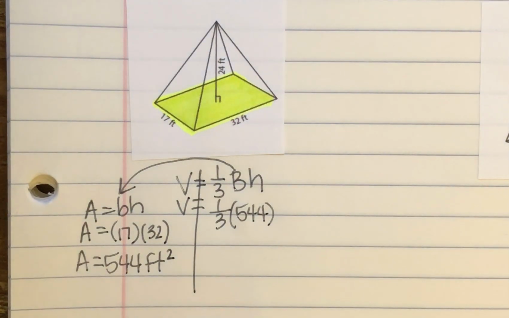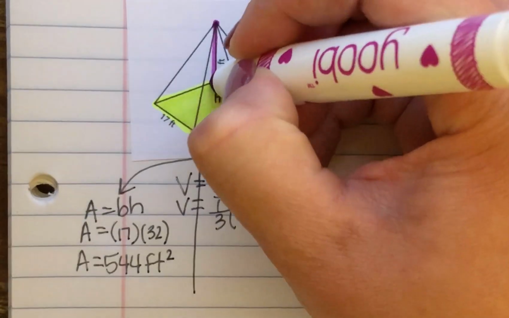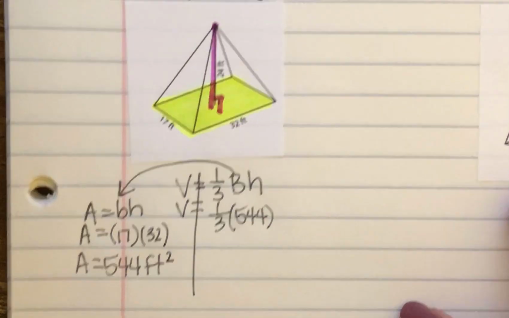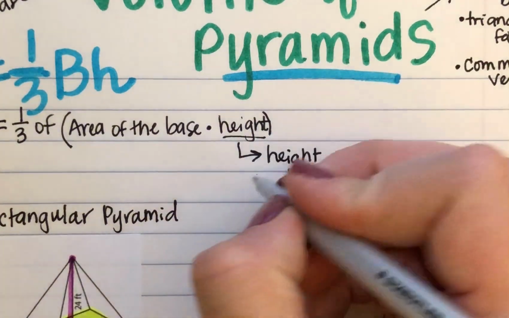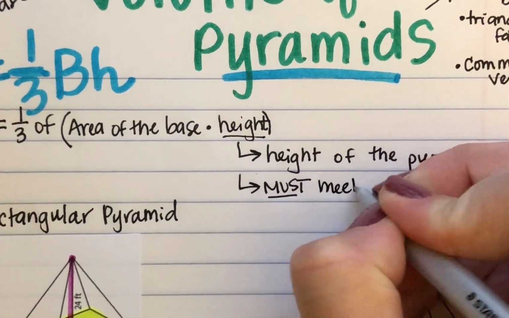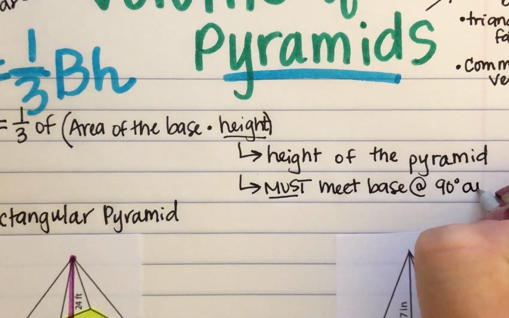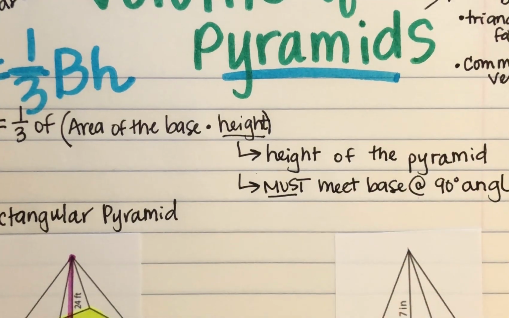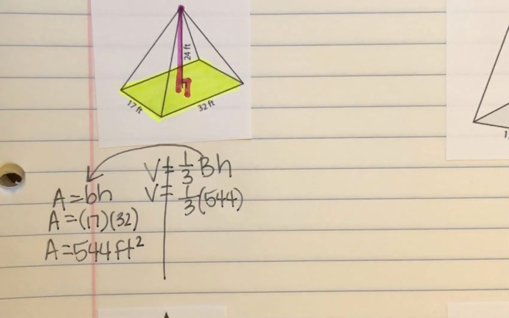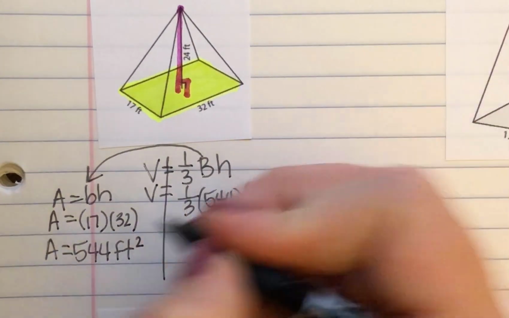And the height of this pyramid, we follow the common vertex all the way down to the base, and notice it meets at a right angle. So I'm going to go back up here for just a minute. The height of the pyramid must meet the base at a right angle, which is a 90-degree angle. That's a really quick way that you can find which one is your height, because if it doesn't meet the base at a right angle, it's not going to be your height. So we're going to use this 24 as our height.